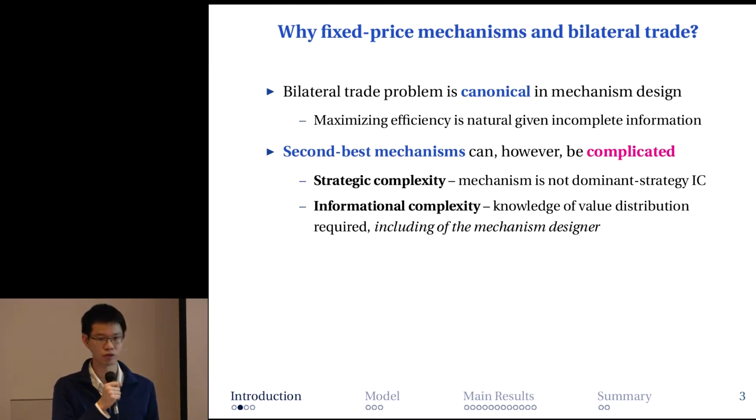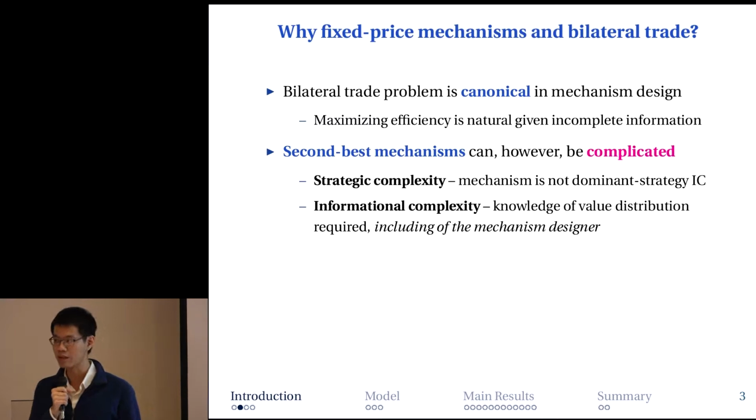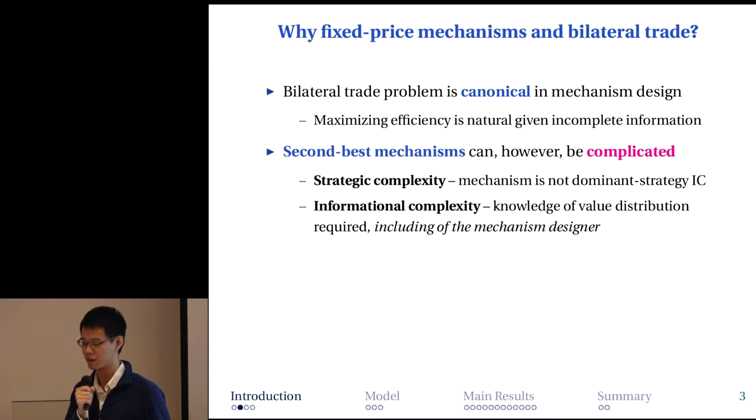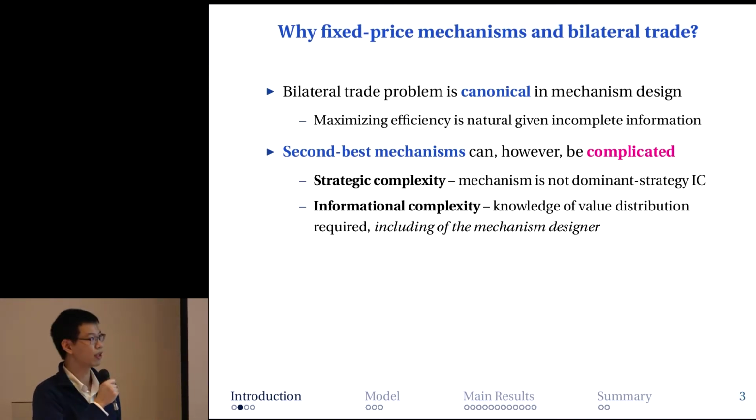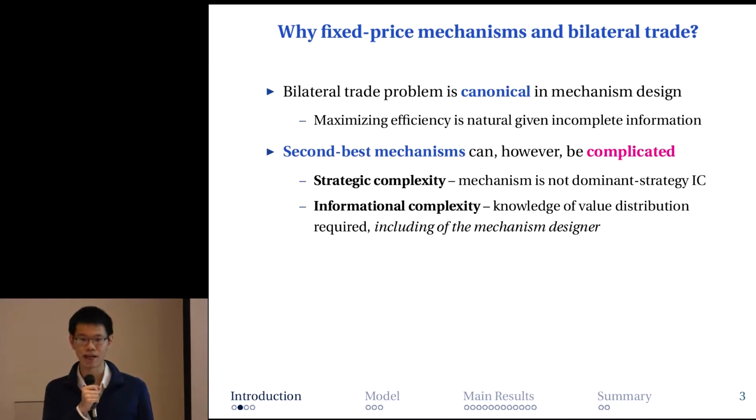So the first level is strategic complexity, by which I mean that the second best mechanism of Morrison and Satterthwaite is not dominant strategy incentive compatible. The second level of complexity is informational complexity, by which I mean that the mechanism designer is assumed to know the entire distribution of agent types.